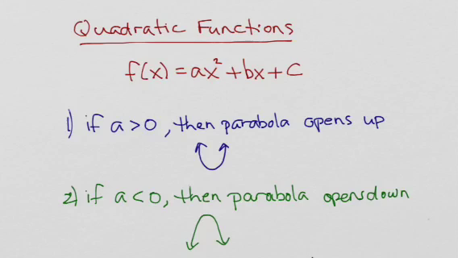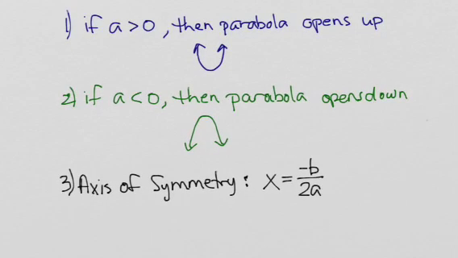All right, so first off, let's look at the function itself, the quadratic function. f of x equals ax squared plus bx plus c. We want to know where the a, b, and c numbers come from because we're going to be using them in these shortcuts. So first off, if the a number is greater than 0, meaning it's positive, then the parabola opens up, kind of like positive slope goes in the up direction. And if the a number is less than 0, or negative, the parabola opens downward, kind of like negative slope would be pointing in the down direction.